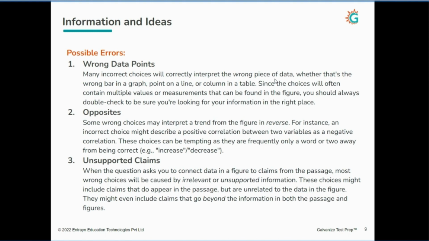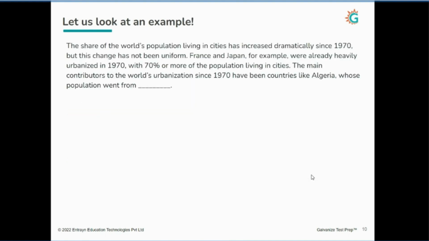So one is interpreting the wrong piece of data, interpreting something in reverse, and those would mostly use similar words as given in the passage or graph, or using irrelevant information, or making generic, unsupported claims. Let's look at an example. Can you read this?